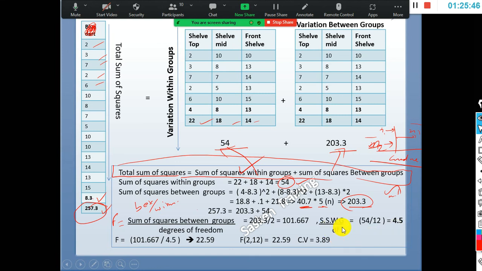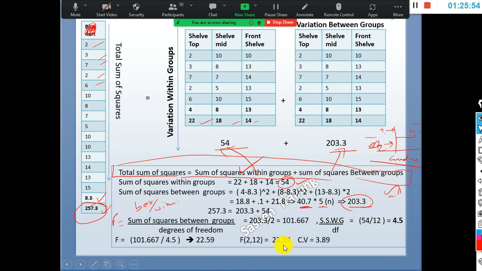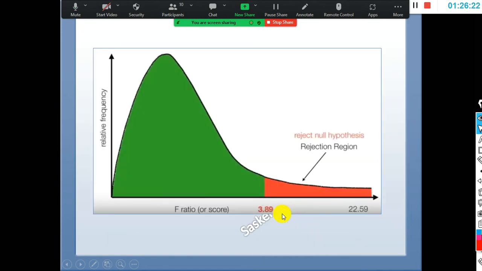This is my sum of squares within group. This is my sum of squares between groups. So this one divided by this one. Okay, and how much do I get? Look here, 101.667 divided by 4.5. This is my F statistic value. And if you solve this, you will get 22.59. So here, finally, I just rewrote this one. And F statistic with degrees of freedom 2 and degrees of freedom 12, we get the value 22.59. And we need to find out the critical value for this.